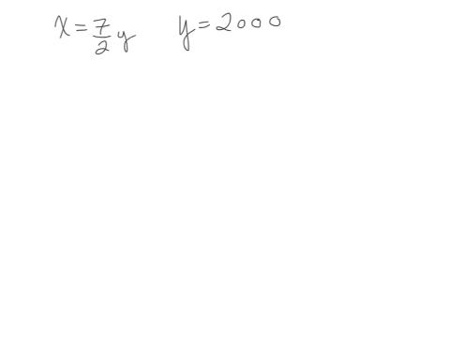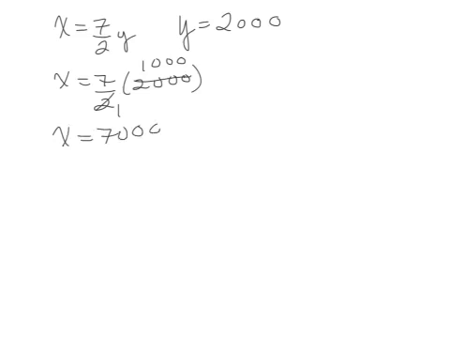Brought forward from the last page, we have x is equal to 7/2 y. We found that y was 2,000, so now we're just substituting that in. So that would be 1,000, dividing that out. So now we have x is equal to 7,000, and y is equal to 2,000. So our next step, or last step, is to substitute values of x and y into your production function to find out what the maximum production is at those levels.